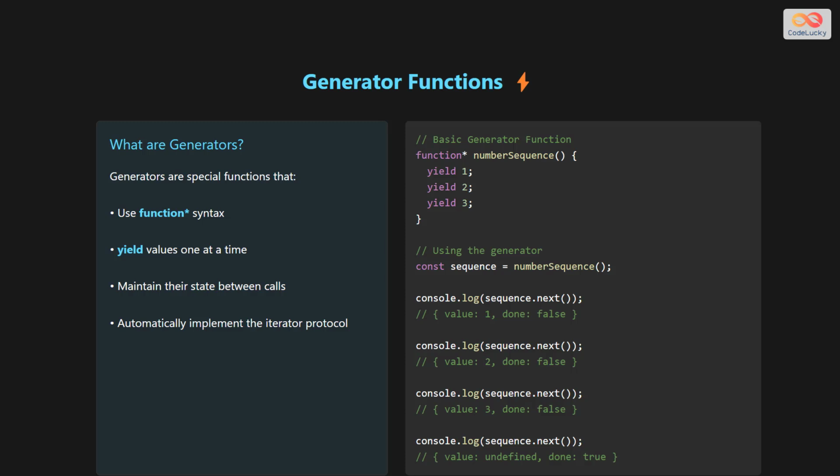Let's discuss generator functions. Generator functions are special functions that use the function asterisk syntax. They yield values one at a time, maintaining their state between calls. Crucially, generator functions automatically implement the iterator protocol, making it easier to create iterables. The example demonstrates how a basic generator function operates and how to use it.